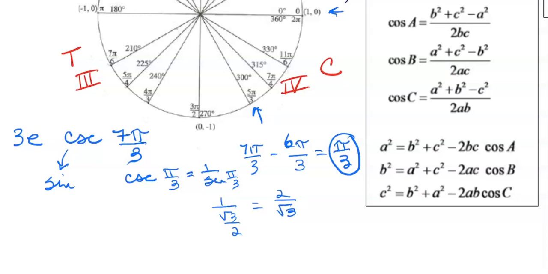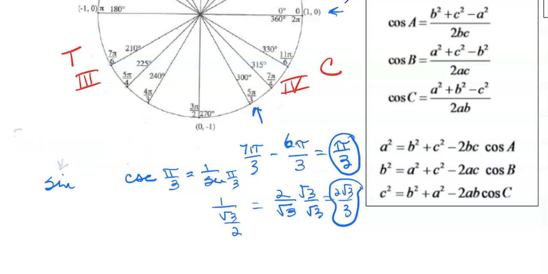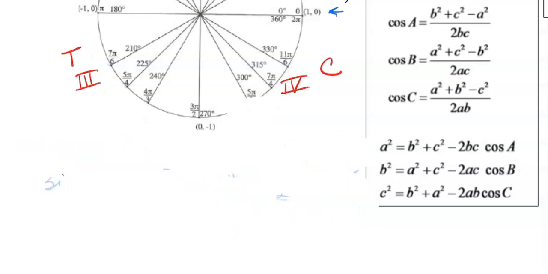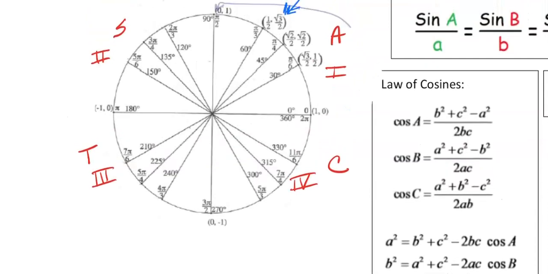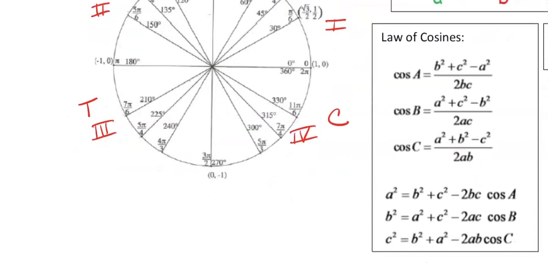Now, I can't give that as my final answer because I can't have a radical in the denominator, so I'm going to rationalize that. And 2 root 3 over 3 is my final answer for 3E. So the cosecant of 7 pi over 3 is 2 root 3 over 3. And we have one more of these to do. So let's do the next one. I'll erase all this again so I can continue using this unit circle. So make sure you make the unit circle your friend.